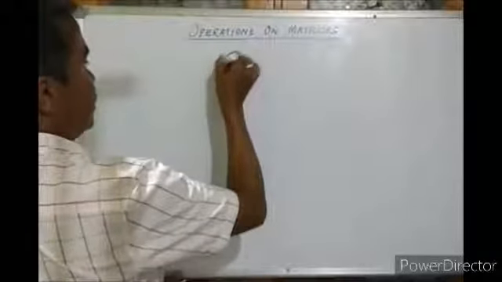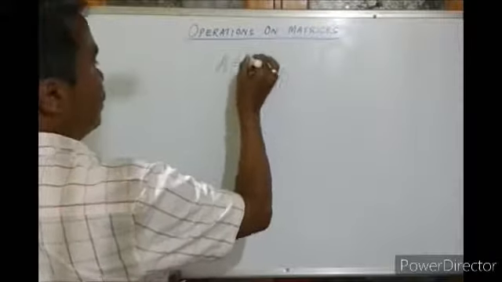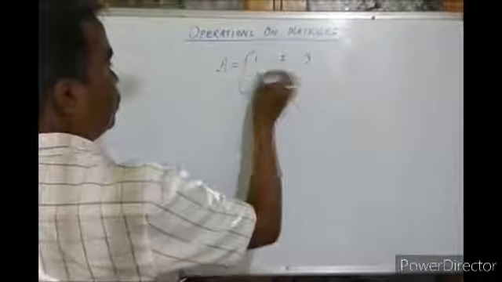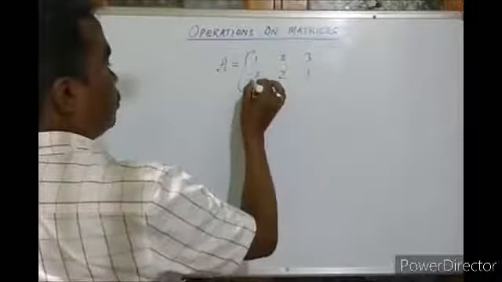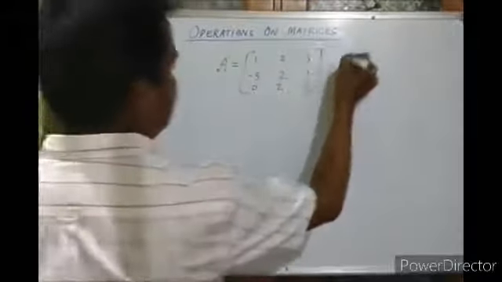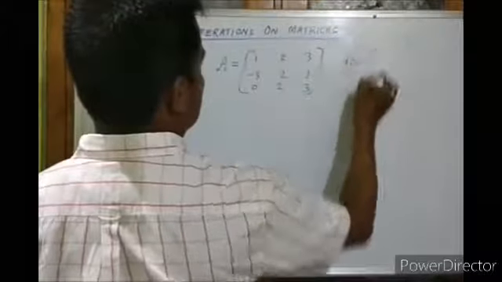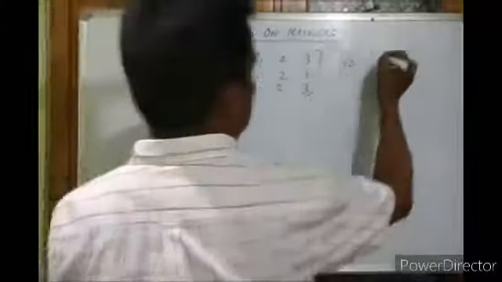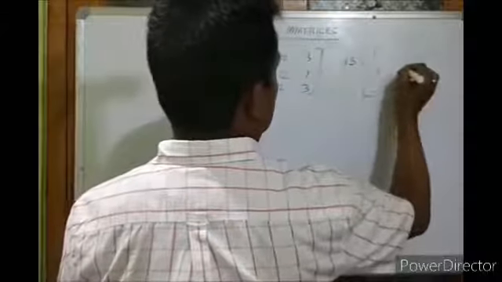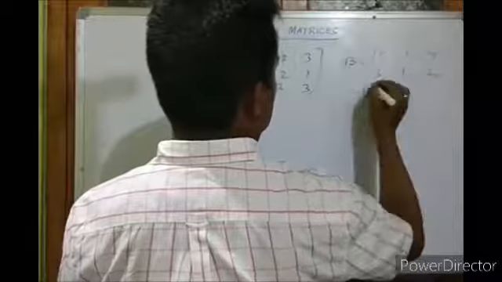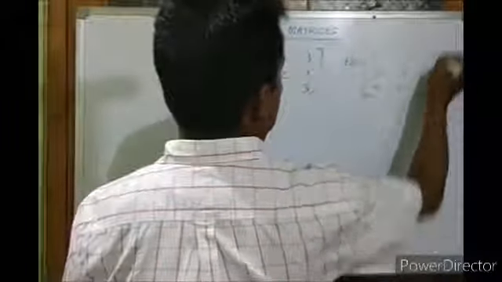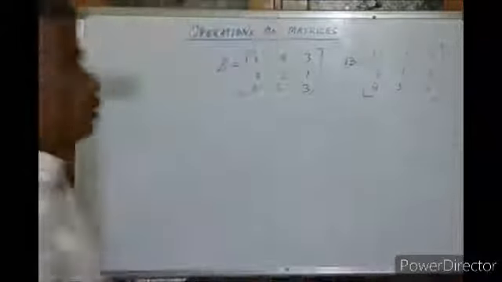Let's say A is a matrix: 1, 2, 3, minus 3, 2, 1, 0, 2, 3, something like this. And B is another matrix: 1, 1, 4, 3, 1, 2, 4, 3, 1. These are the two matrices.